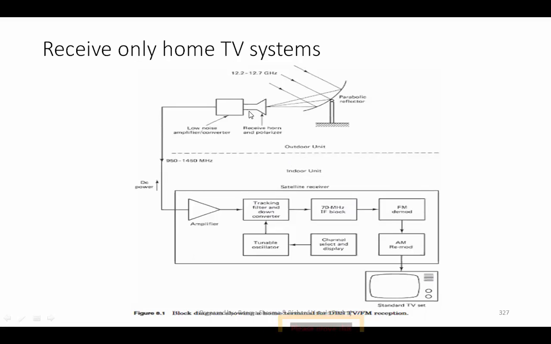You would have seen it actually attached to your dish, and it is called the receive horn and polarizer. Then after that is your LNA, low noise amplifier, because it needs to amplify the signals and noise has to be kept in check. So these signals will come down, and you can see that the range is completely different now. The frequency range has changed from gigahertz to megahertz, 950 to 1450 megahertz.